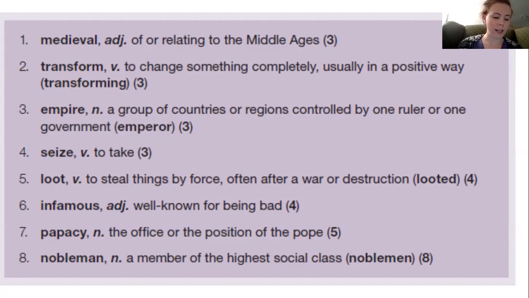Transform. Word 3 is empire, E-M-P-I-R-E. An empire is a noun. It's a thing or a place, and it's a group of countries or regions controlled by one ruler or one government. All right, so we're reading about different empires as we go through this text.